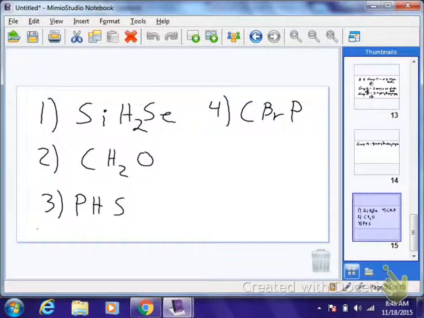Then we'll take a look at these examples and see how they work with those 7 steps. These are all multiple bonds that we're dealing with.